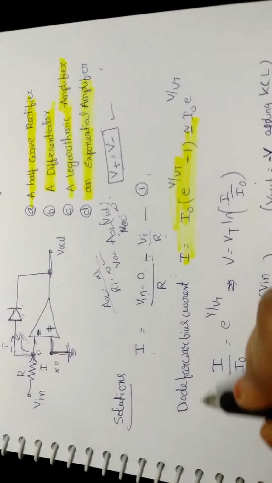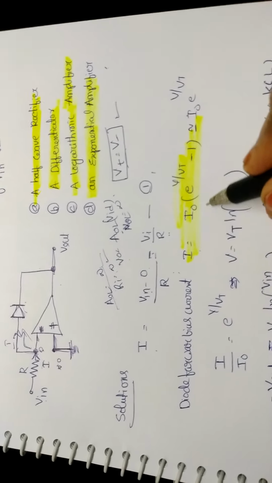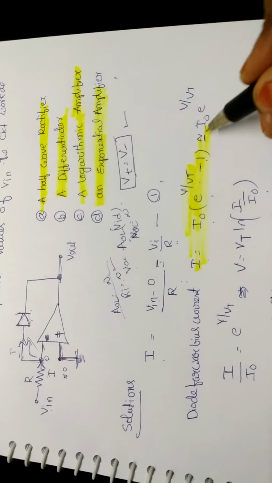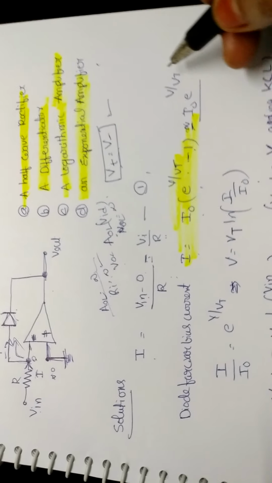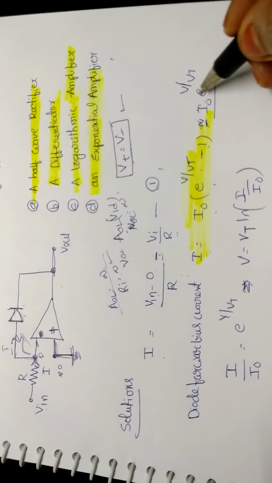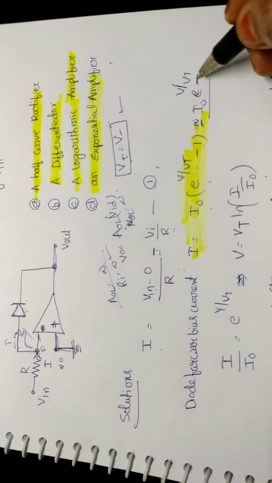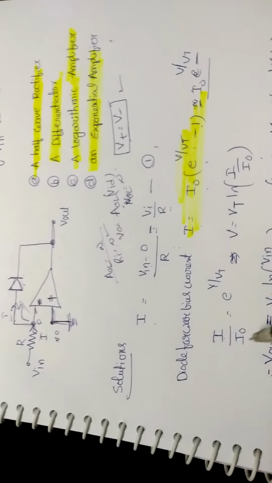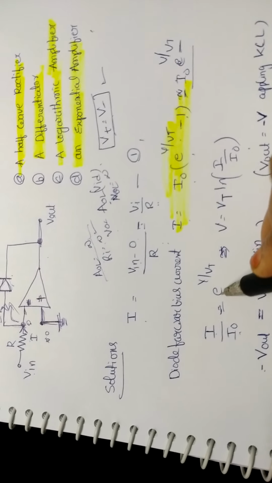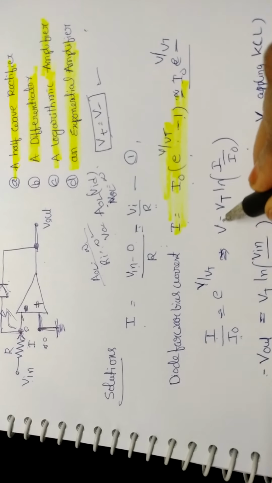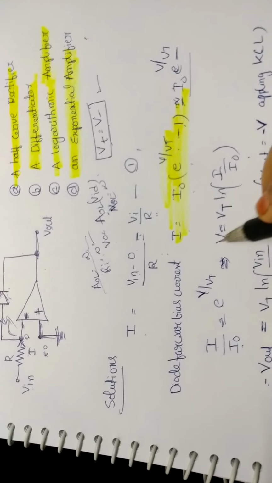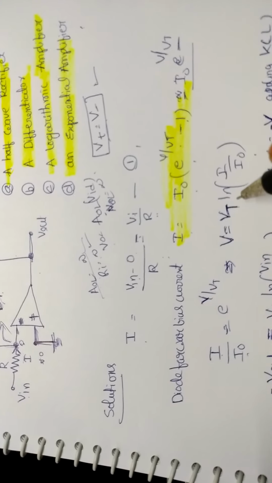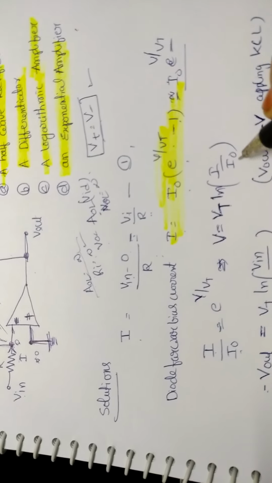So what is the equation? For the diode in forward biased condition, I is equal to I naught into (e power V by Vt minus 1). So it is approximately equal to I naught into e power V by Vt, where Vt is the thermal voltage constant. You can simplify this equation: I by I naught is equal to e power V by Vt. So V is equal to Vt, the thermal voltage, times the natural logarithm of I by I naught.